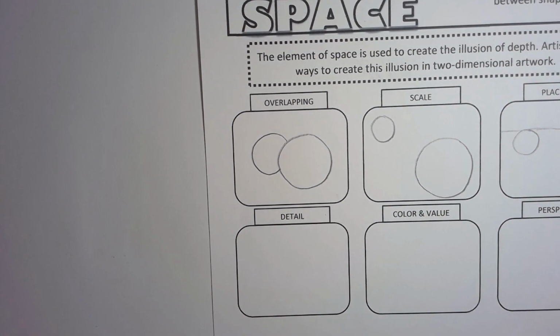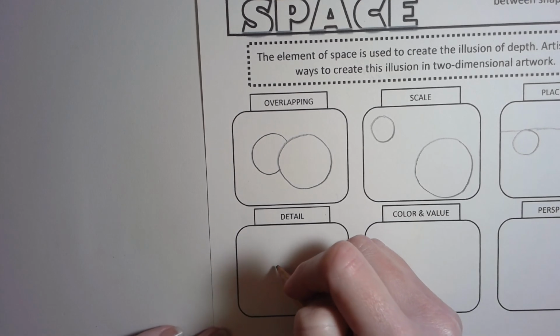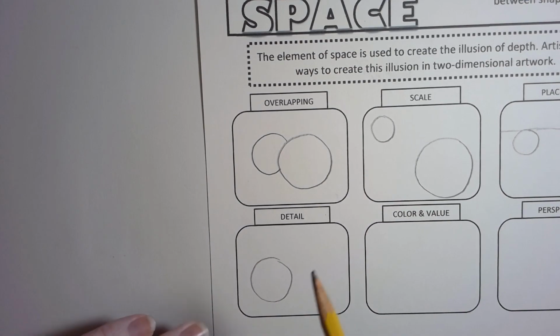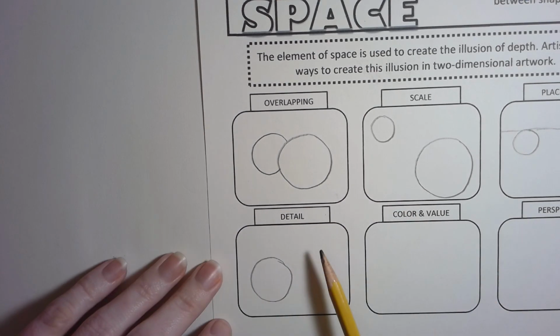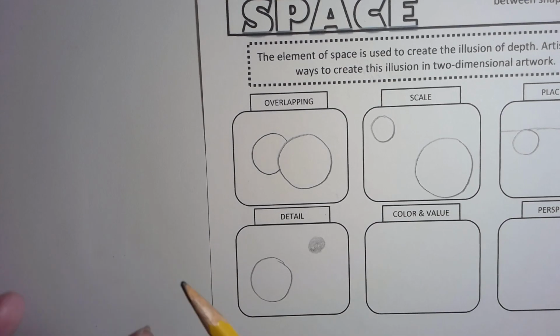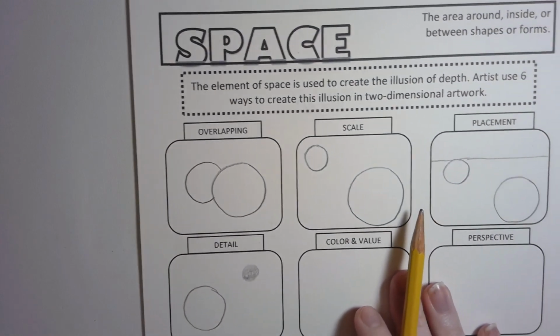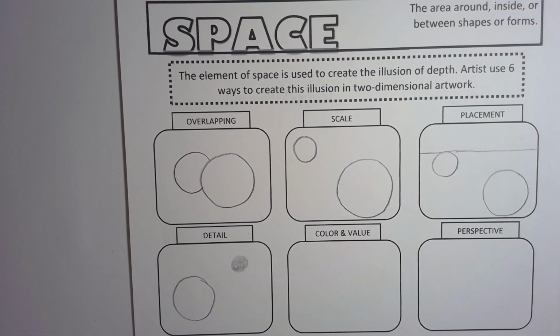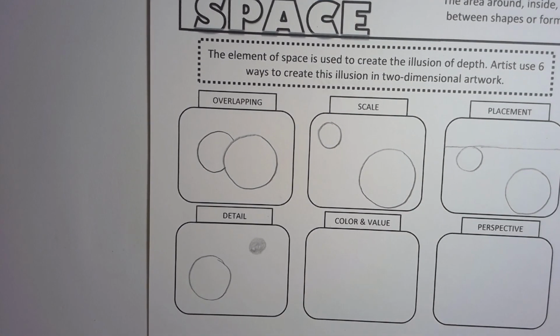Then we also have detail. So say you have this circle here. But as things get farther away, they're supposed to get fuzzier. So you could have a circle like this. And this is a really good example. If you see pictures of the mountains, they get a little bit fuzzier, or trees, they get fuzzier as they get farther away.